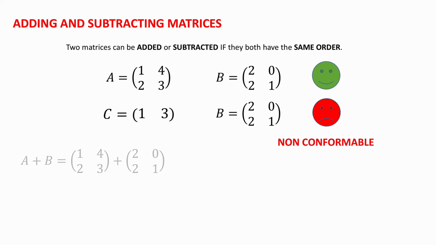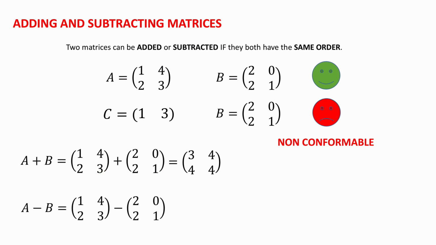Okay, so let's look at an example. Suppose we have matrix A plus matrix B. We add each corresponding entry of each of these matrices to get a corresponding result. So for example, 1 plus 2 will give me 3. 4 plus 0 will give me 4. 2 plus 2 will give me 4, and 3 plus 1 will give me 4. In the same way, if I take matrix A and subtract matrix B, I get 1 minus 2 is negative 1, 4 minus 0 is 4, 2 minus 2 is 0, and 3 minus 1 is 2.